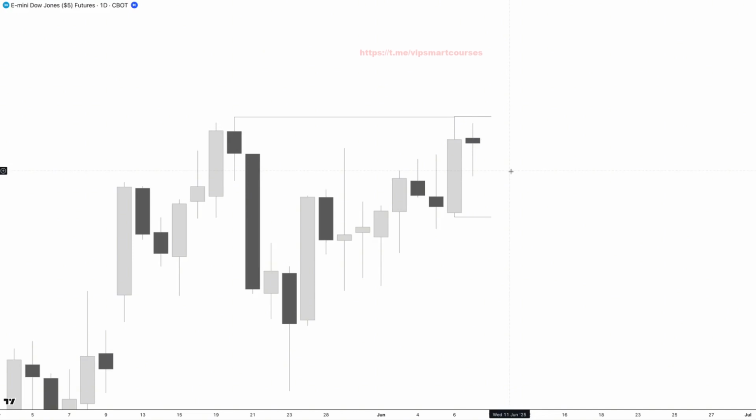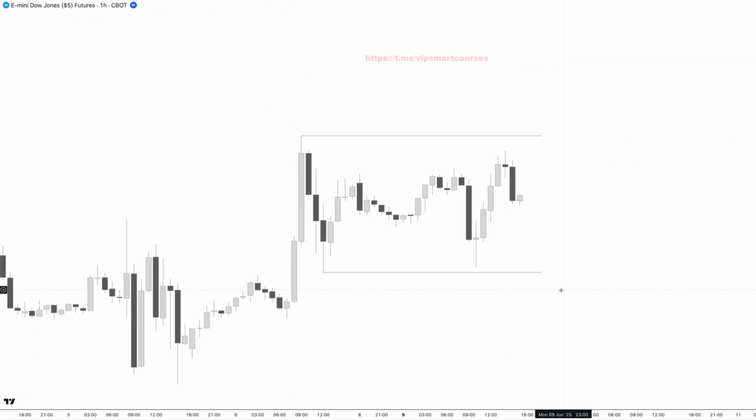So now let's drop into the 1 hour time frame. So here we are on the hourly time frame, and as you can see, price is trapped in between this high and this low.